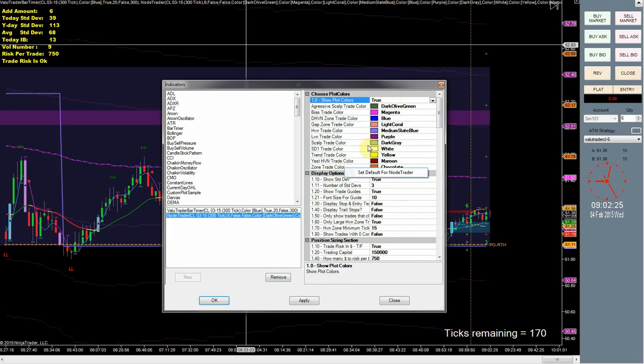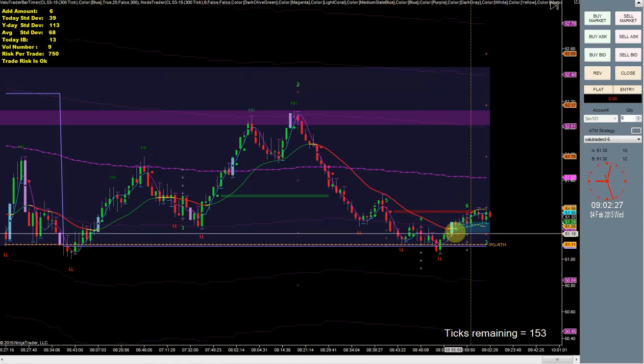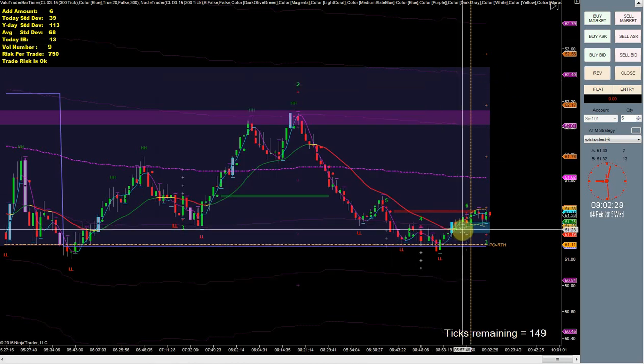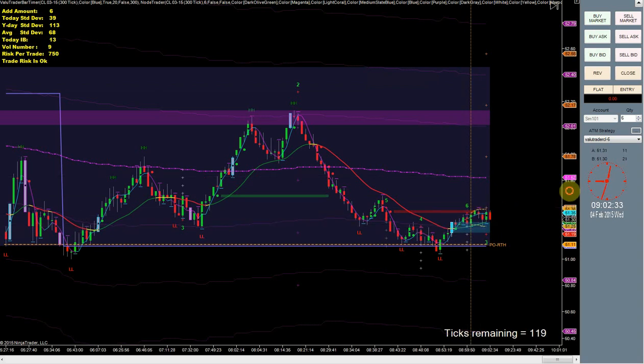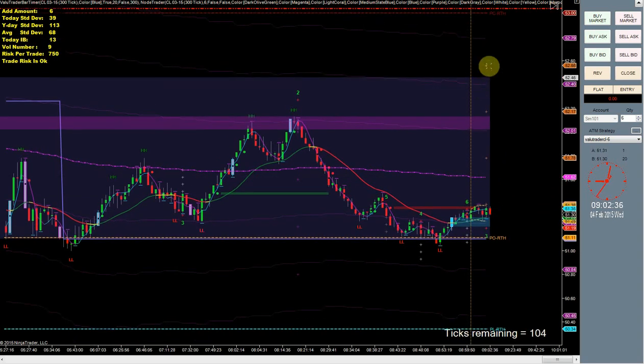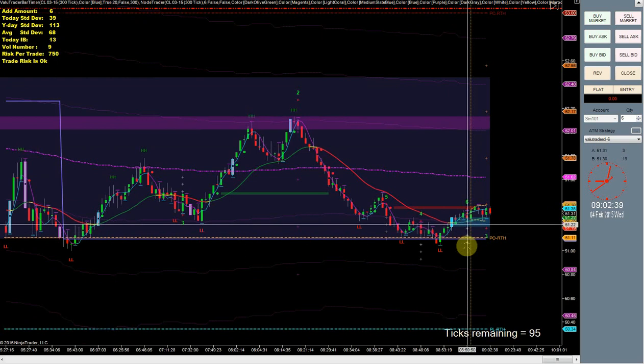Alright, this is a zone trade. Basically coming out of this buying zone right here. But I'm not taking those. Only taking the scalp trades.